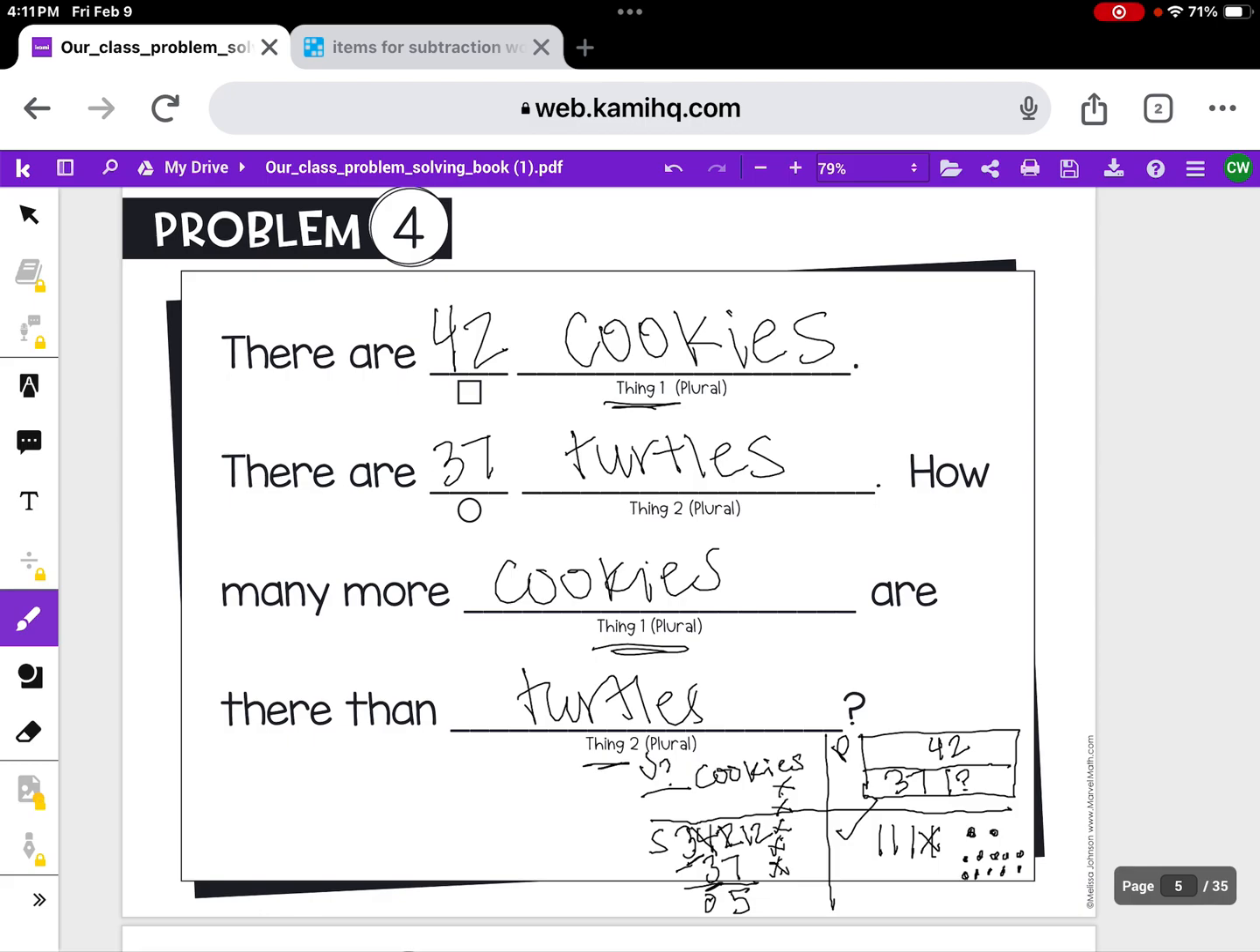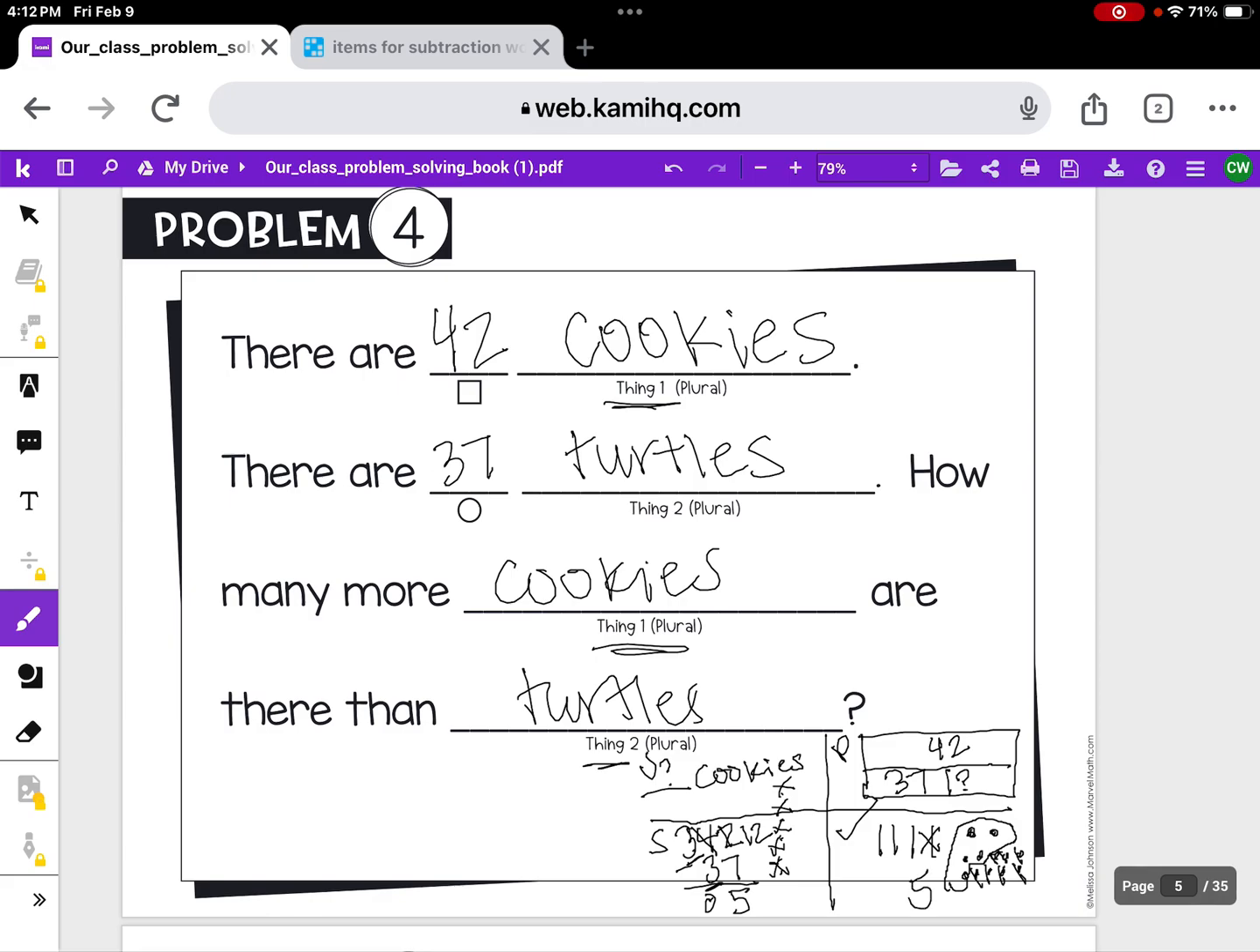Okay. So now I have taken my 10. I've changed it into ones, which is fine. I have the same amount. They just look different. And now I'm going to subtract my 7 from my 37 turtles. Okay? So 1, 2, 3, 4, 5, 6, 7. I did not touch these 3 or the original 2. So I have 5 left.